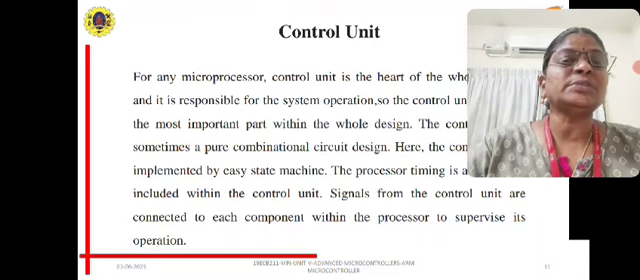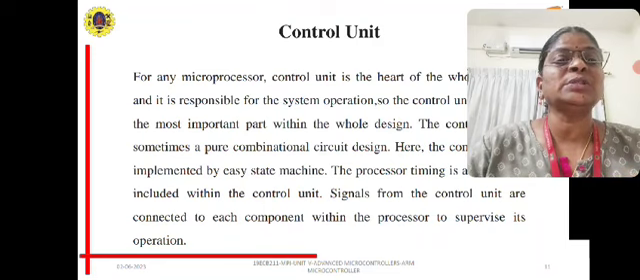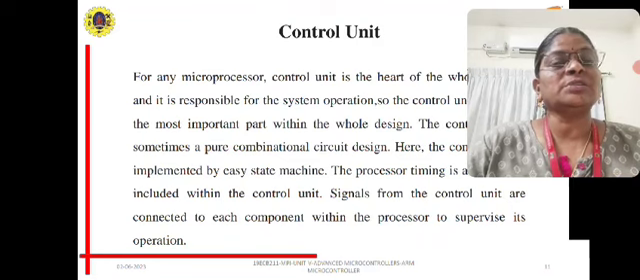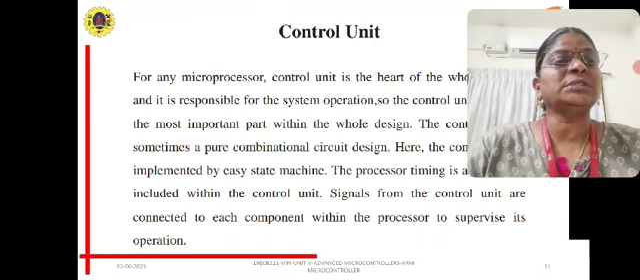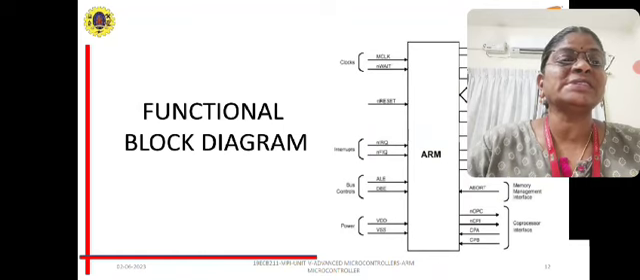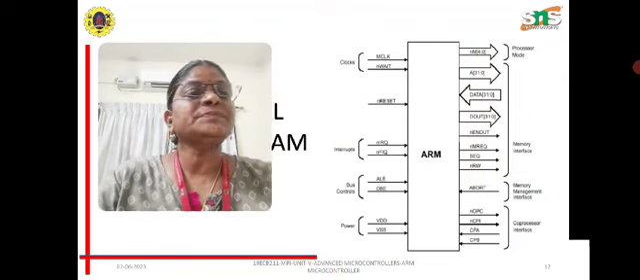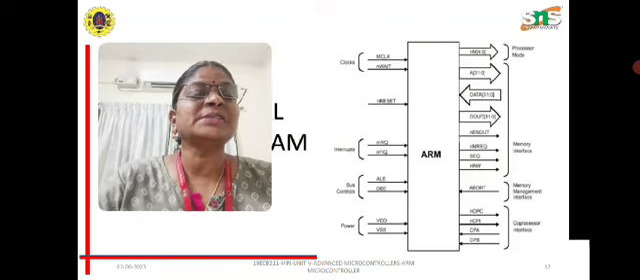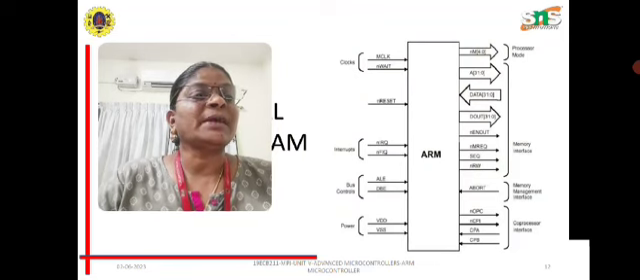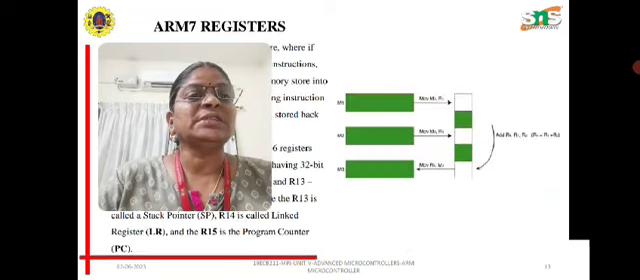And lastly, the control unit is used to control the entire system of the processor. For any processor, the control unit is considered the heart of the whole processor. The processor timing signals and everything are included within the control unit. The signals from the control unit are also connected to each component within the processor to supervise its operation. This is the functional block diagram of ARM, where you can see the ports, clocks, interrupts, bus controls, power, then memory interfaces, memory management interface, then coprocessor interfaces.